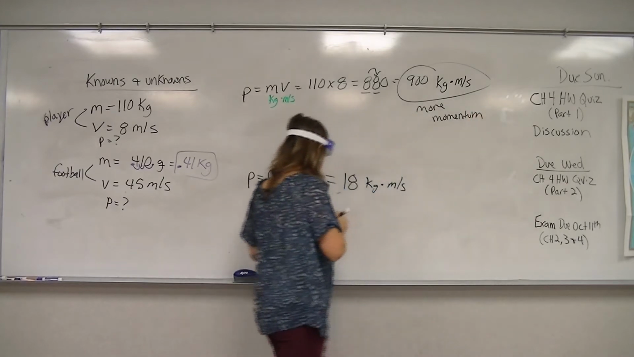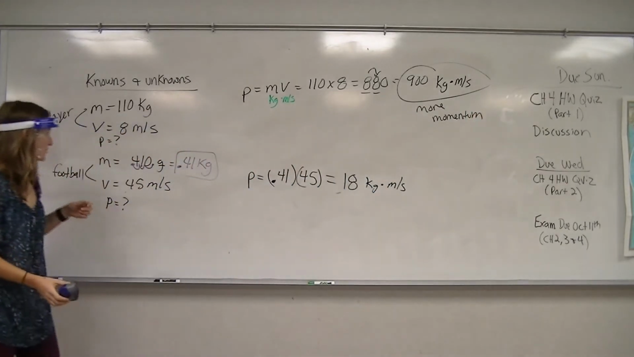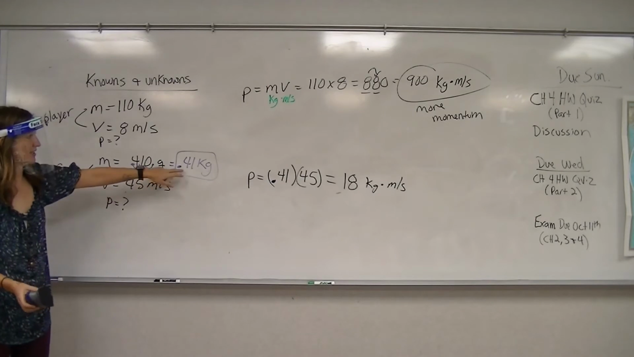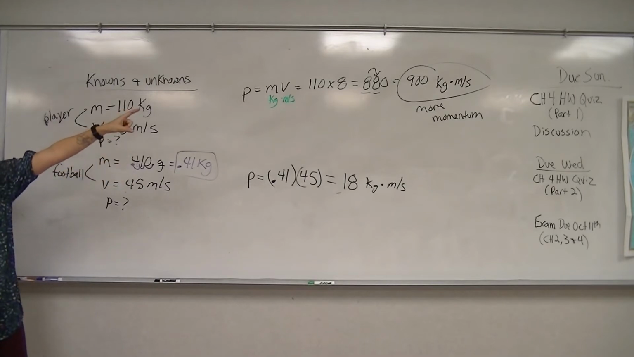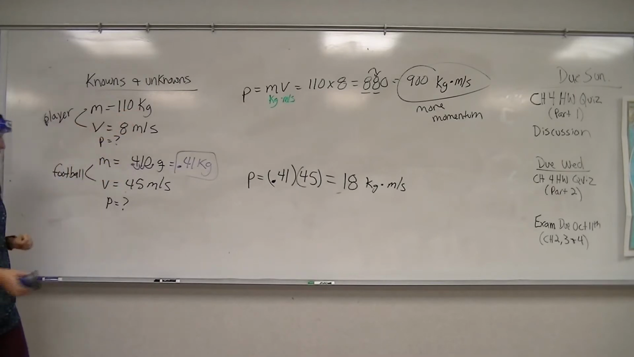All right. So that's how you want to approach those types. And the important thing here was getting this to kilograms, because if you didn't, you would have thought the football had more momentum. Because 410 times 45 is going to be way more than 900. Okay, so units are important.